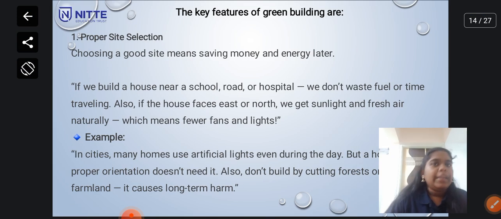Key features of green building. First one is proper site selection. Choosing a good site means saving money and also energy. See, if you are building a house, where would you want it to be?